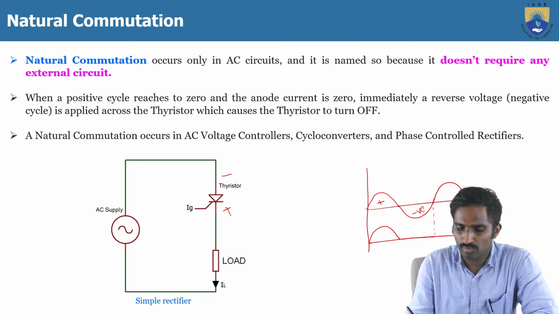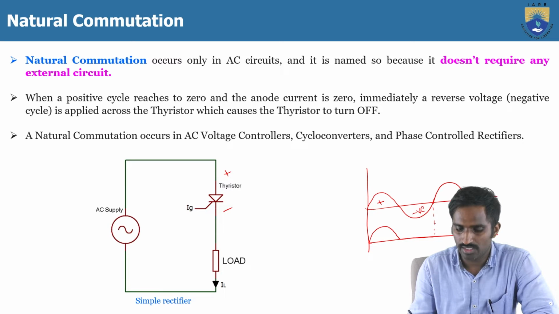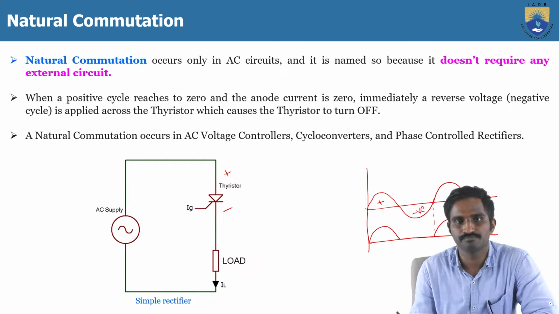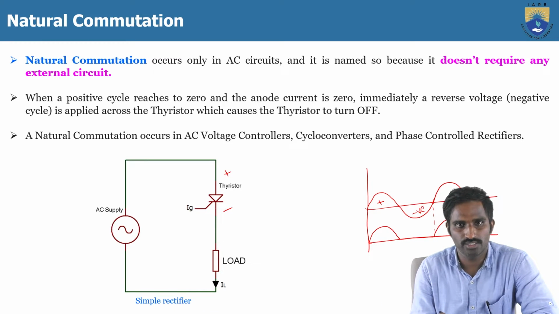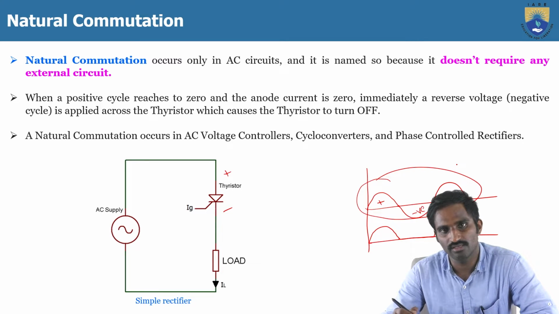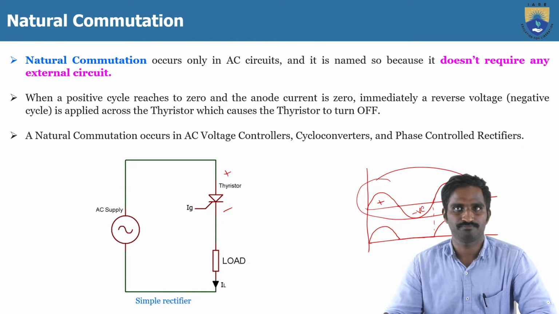Again, it will get into the positive supply, the positive cycle, which means the thyristor terminals have been changed to positive and negative. Then again the thyristor will get turned on. So this is a natural process. We are not connecting any extra circuit to turn off the thyristor. Because of the nature of the AC supply, it automatically turns off when the negative cycle supply is applied across the thyristor. That's why this is called natural commutation.